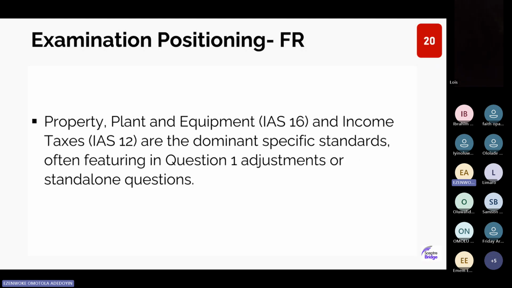Right? So then we have PPE, yes, and we have IAS 12. They are dominant specific standards, and they are mostly featuring in Question 1 adjustment or as a standalone question. Imagine if Question 1 is compulsory and you're talking about preparation of financial statements, and they are coming with another important standard, IAS 16 and IAS 12. It means that if you are good with preparation and you cannot make adjustments, there might be a little bit of a challenge. So you want to get this one right also.